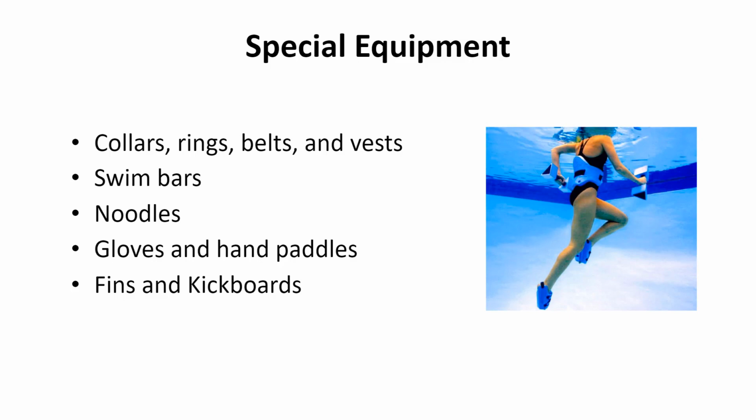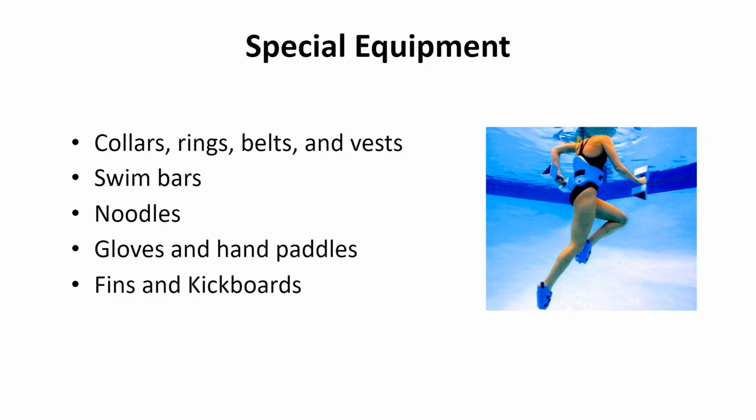As I mentioned, there's a number of different pieces of special equipment to be aware of if you're going to work in an aqueous or aquatic PT environment. You can have collars and rings, belts, and vests, and these are all going to be flotation devices to help you stay afloat. There's also swim bars. You can see in the picture on the right-hand side, the weights or swimming weights that she's using, those are known as swim bars.